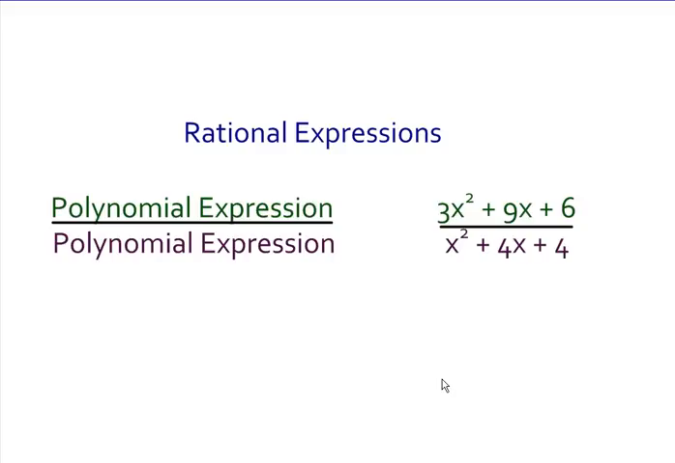Well, the difference is that polynomial expressions are really easy to graph. They're continuous, they're smooth, they don't have any sharp turns, and they don't have any holes. But when you put a polynomial expression in the numerator and a polynomial expression in the denominator to form a rational expression, all kinds of things can happen. You can have a vertical asymptote, you can have a horizontal asymptote, a slant asymptote, or even a hole. And these aren't usually very easy to graph.